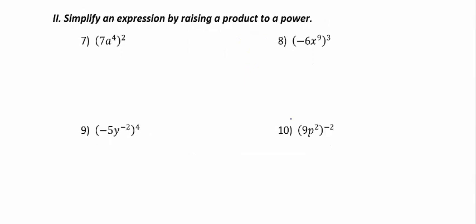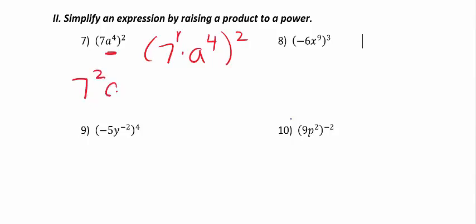We're going to simplify an expression by raising a product to a power. This is a product inside of the parentheses, and so this means 7 times a to the 4th all to the 2nd, and the power on 7 is 1. So when we multiply the powers, we keep the base the same, so 7 to the 2nd power times a to the 8th power, and then we can evaluate 7 squared to be 49, a to the 8th.